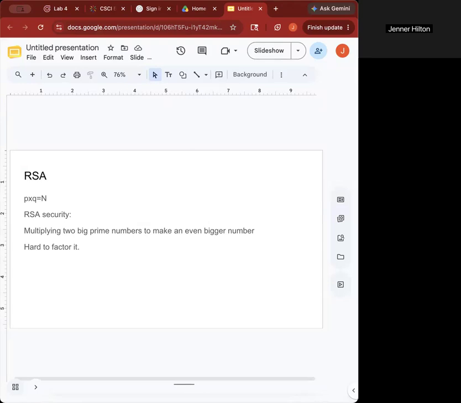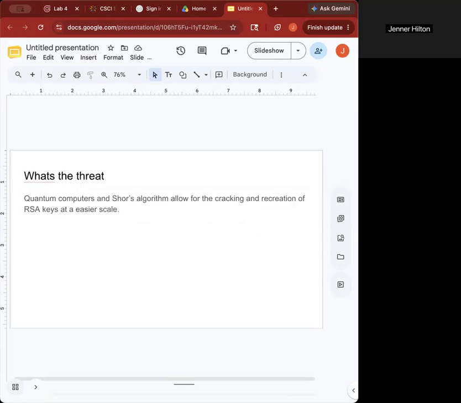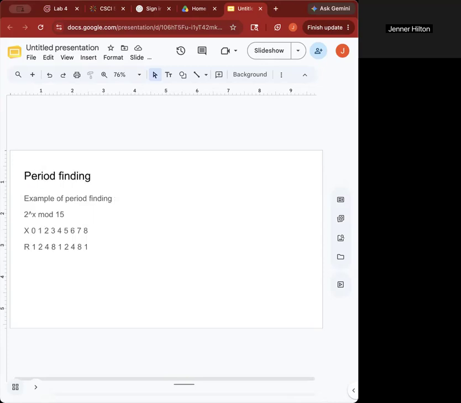Now, this is very secure when these two numbers are really big and they're multiplied together to make an even bigger number, because it's not hard to multiply them, but it is hard to factor them back into their original factors. The reason that this is an issue is that with quantum and Shor's algorithm, cracking and recreating RSA keys becomes way easier and actually possible, which can threaten internet security and our data security.